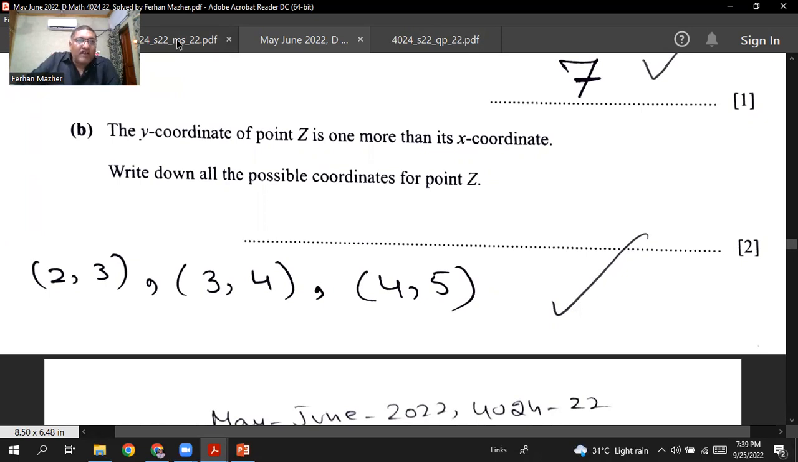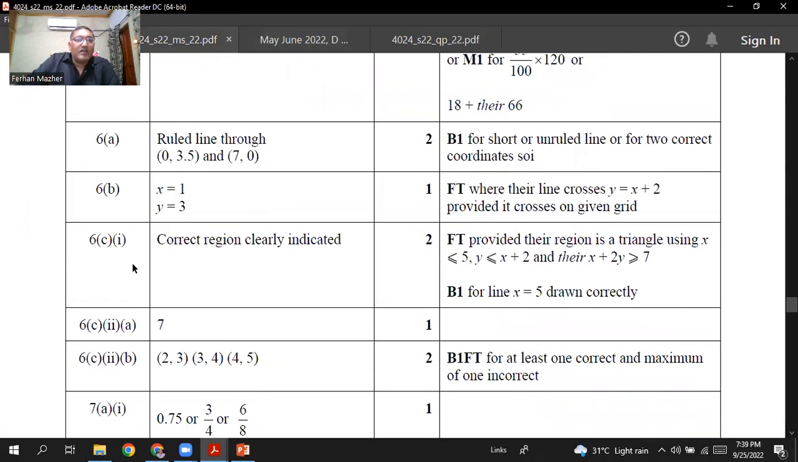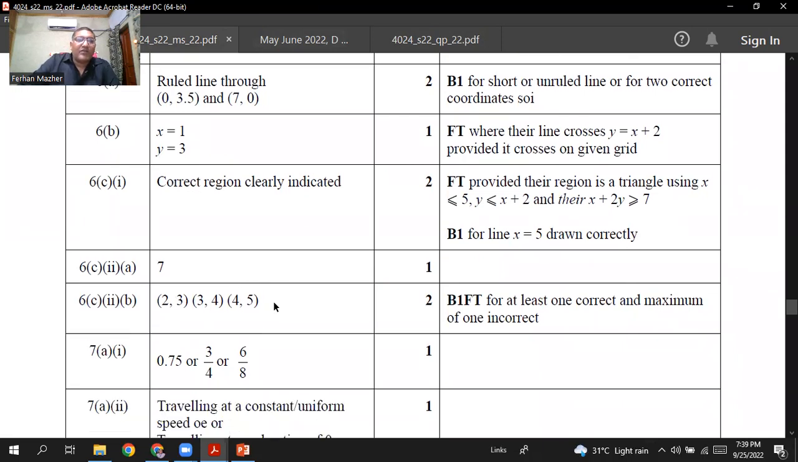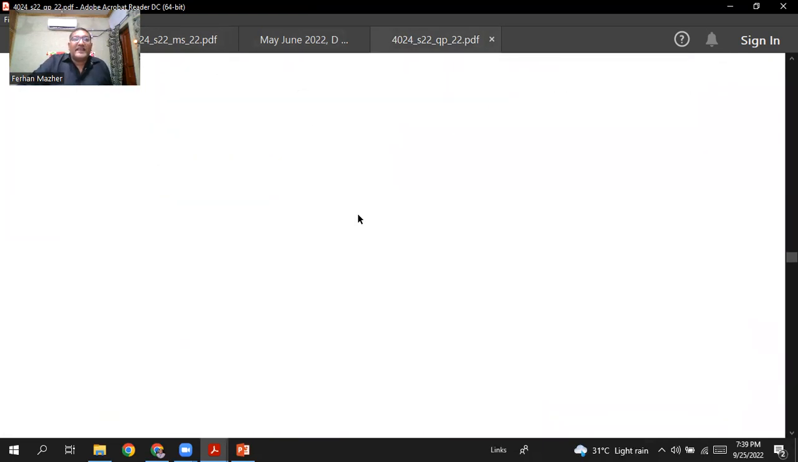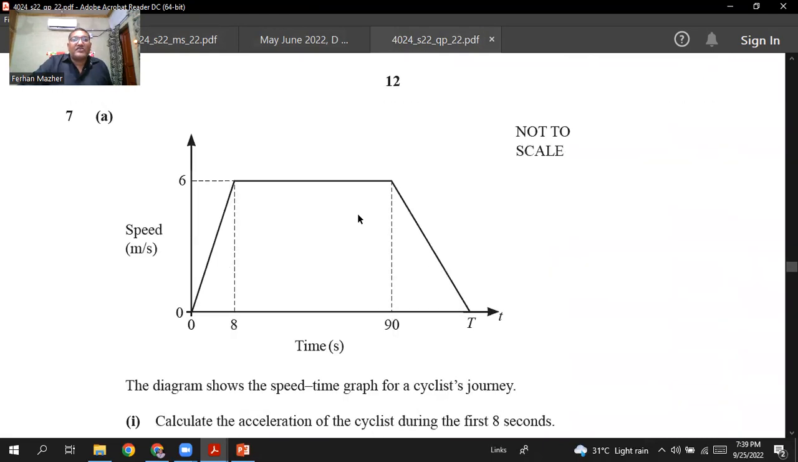So let's check the marking scheme. Rule lines and 1 and 3, that's right. Our R is also right. 7 points and 2 comma 3 and 3 comma 4 and 4 comma 5. So that is how you do question number 6. And let's go to the next question.